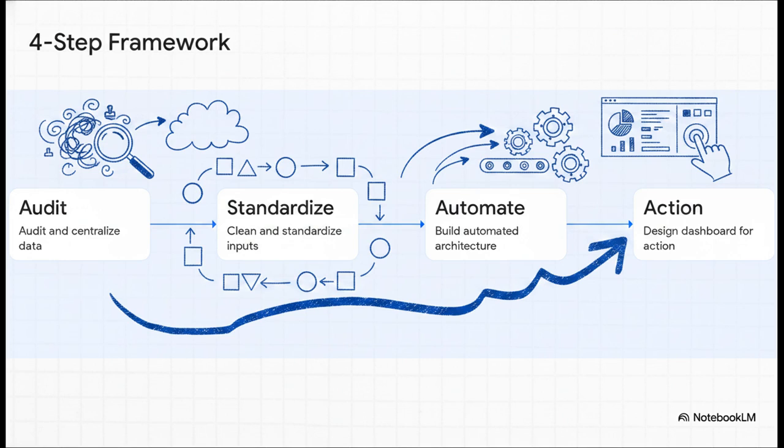Today, we're going to follow a very specific 4-step framework. First, audit and centralize. Second, clean and standardize. Third, build automated architecture. And fourth, design for action. Stick with me here, because this framework will completely change how you interact with your business data.